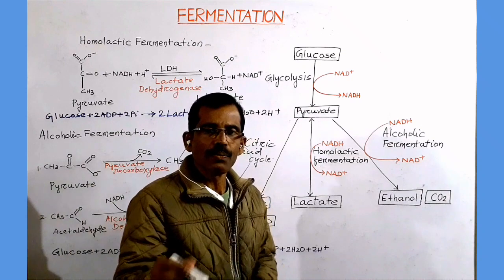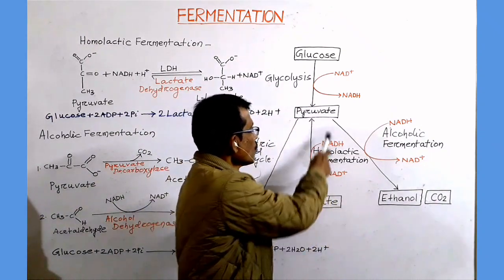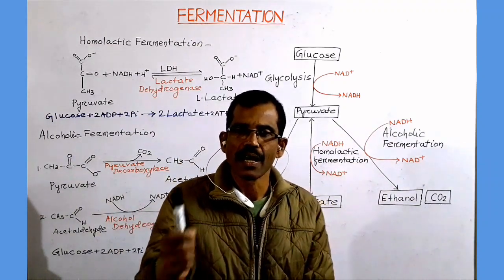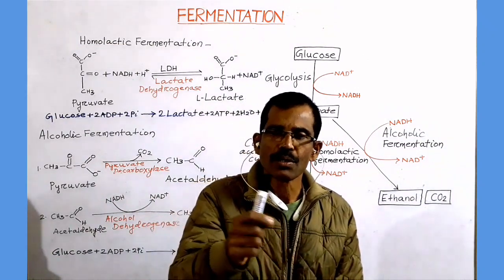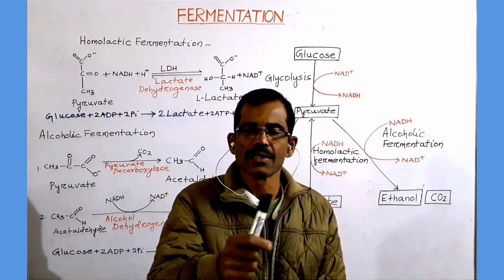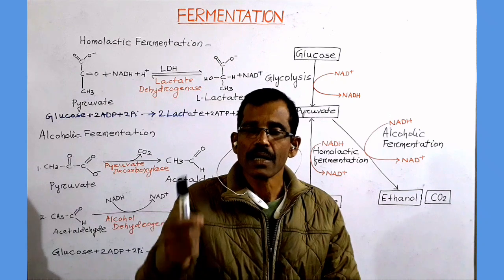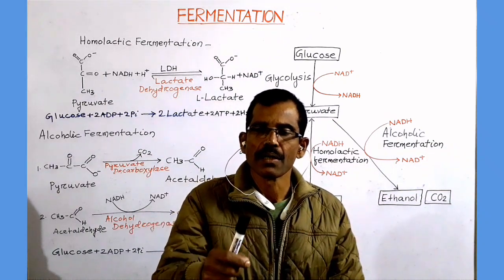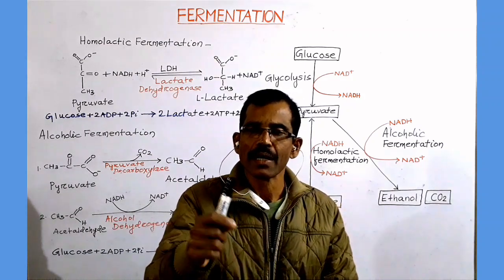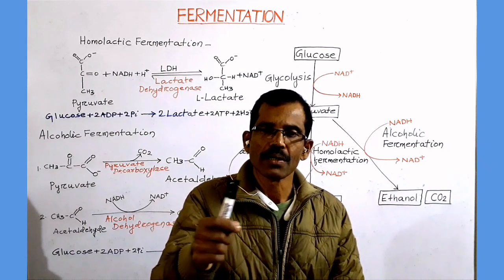Whereas under anaerobic condition, pyruvate must be converted to a reduced end product in order to reoxidize the NADH produced by the glyceraldehyde 3-phosphate dehydrogenase catalyzed reaction. This occurs in two ways. Under anaerobic condition in muscle, pyruvate is reduced to lactate to regenerate NAD+ in a process called homolactic fermentation.